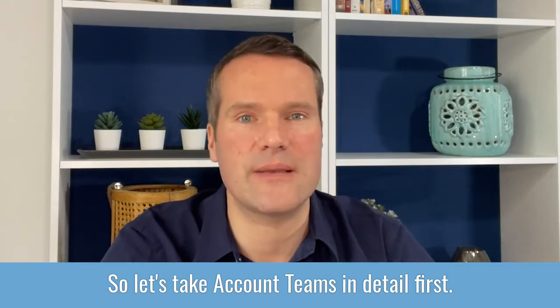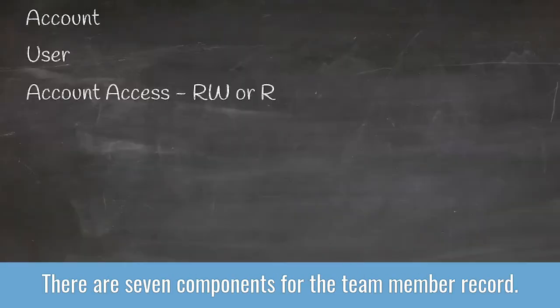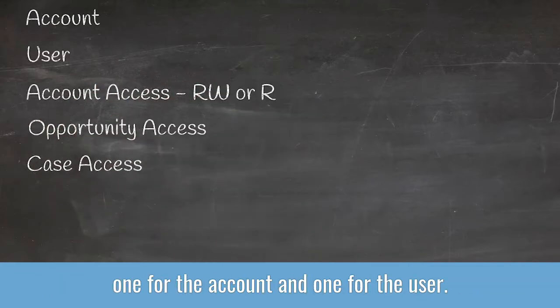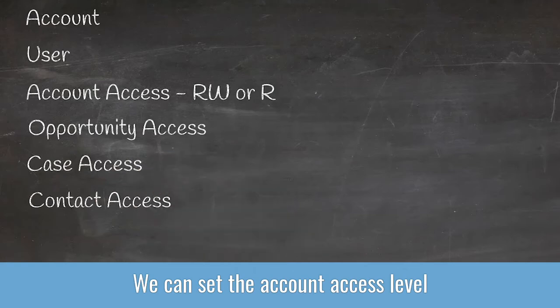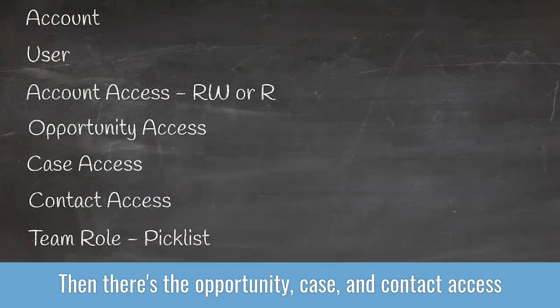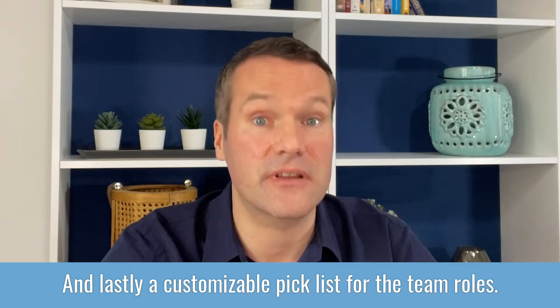So let's take account teams in detail first. So there are 7 components for the team member record. First up, we've got 2 lookups, one for the account and one for the user. We can set the account access level, which can be either read-write or read-only. Then there's the opportunity, case, contact access, which can be private, read-write or read-only. And lastly, we have a customizable pick list for the team roles.